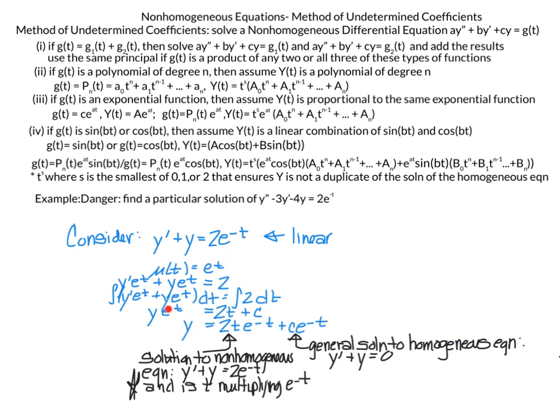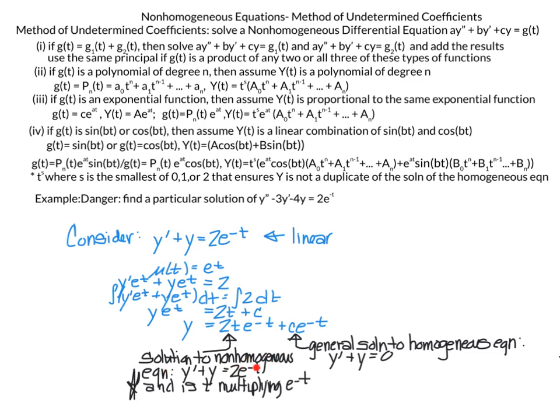So in other words, dividing both sides of the equation by e to the t, y is equal to 2t e to the minus t plus c e to the minus t. And here it is. This is what we're going to use. This is the general solution to the homogeneous equation, y prime equals minus y plus 0. Whereas this is the solution to the non-homogeneous equation, where we have this 2e to the minus t.